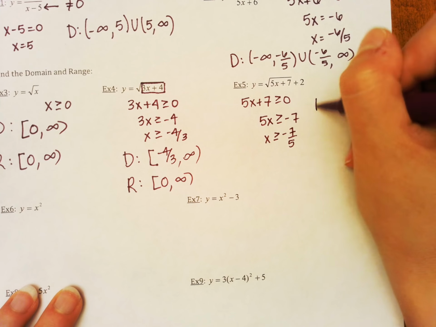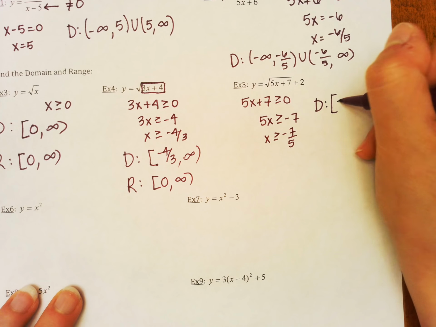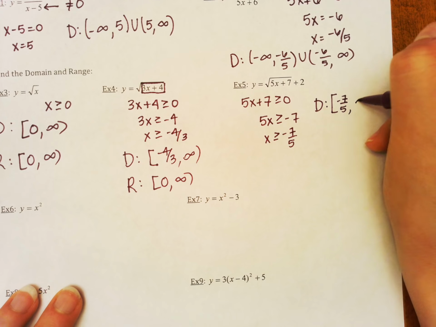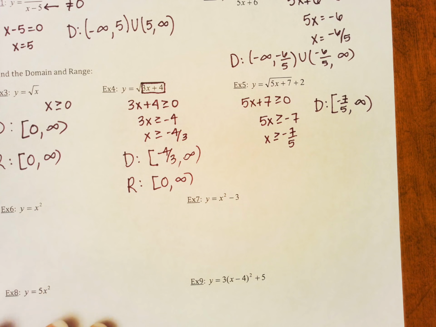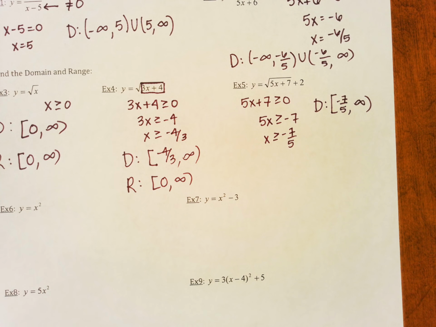This tells us right away our domain. We want values that are bigger than or equal to negative 7/5. So we are including negative 7/5 and we are going off to infinity.